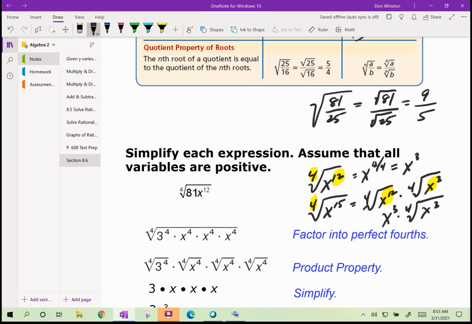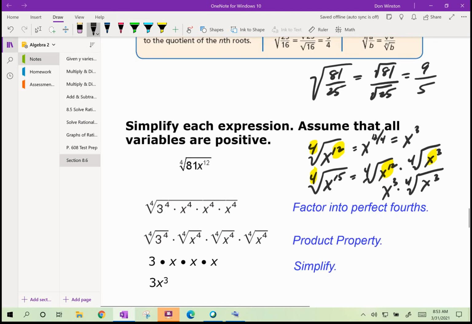That's the final answer, simplified. The way they did it, though, they broke up the x to the 12th into x to the fourth three times: the fourth root of x to the fourth, three times. Why did they do that? Because 4 is a multiple of 4. The fourth root of x to the fourth is just x, and x times x times x is x cubed. And then the fourth root of 81 is 3. So the fourth root of 81x to the 12th is 3x cubed.